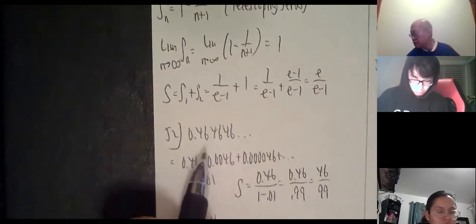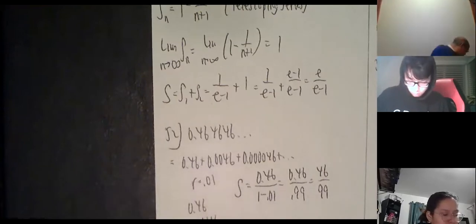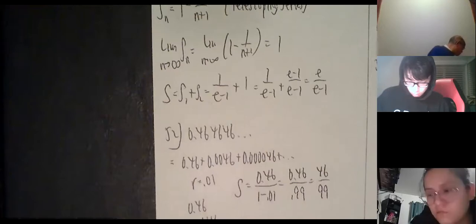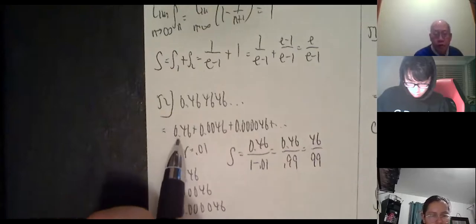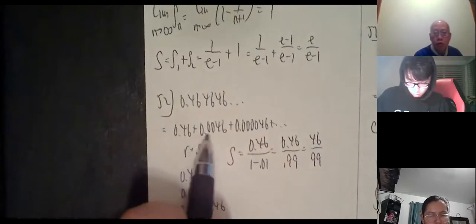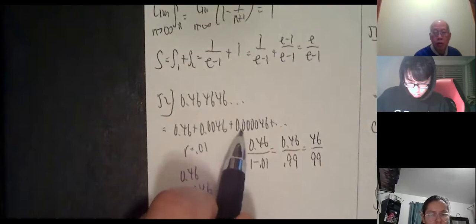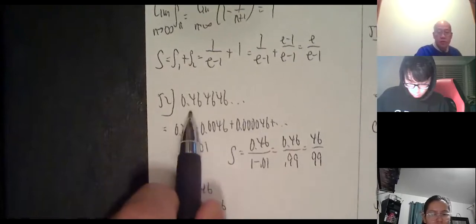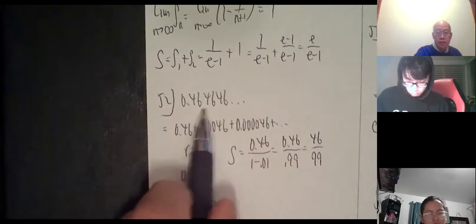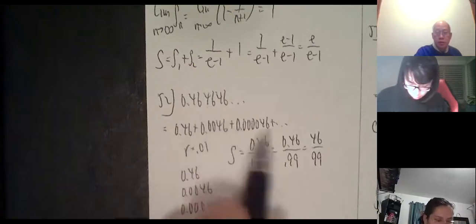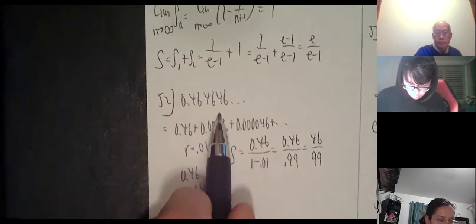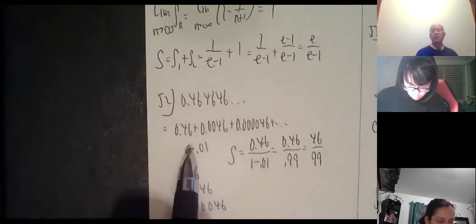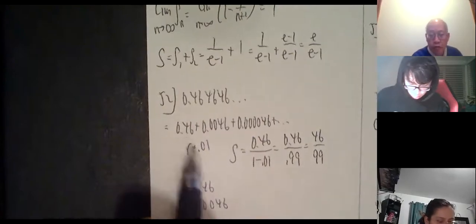0.4646 and so on. I know it's an even one, but it shows me what I want to do. Write it as 0.46 plus 0.0046 plus 0.000046. This gives me these two digits. This gives me these two digits. This gives me these two digits. So it's a geometric series with a common ratio of 0.01.